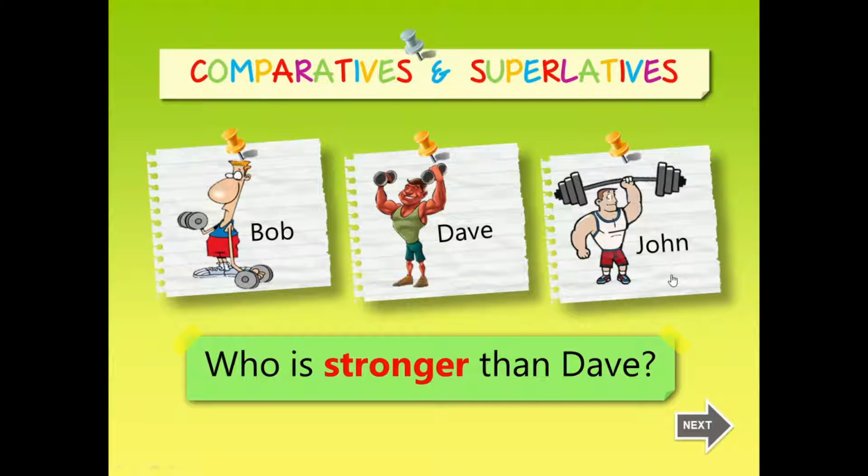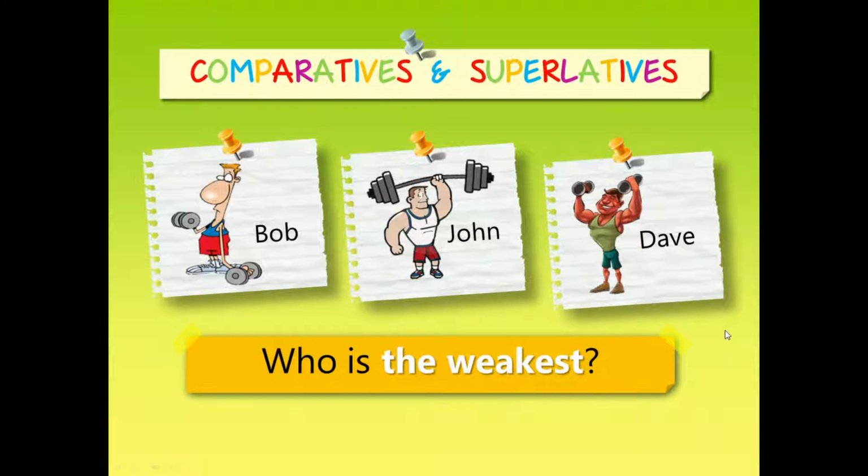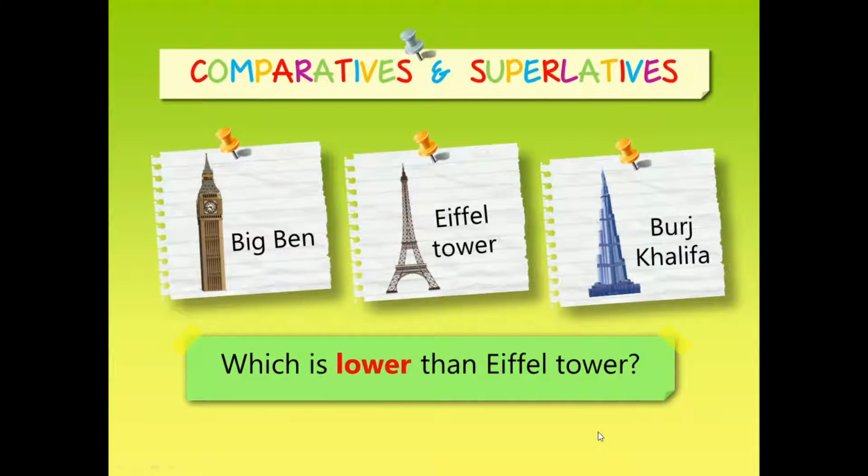John is stronger than Dave. Who is the weakest? Bob, John, or Dave? If you said Bob, that is correct. Bob is the weakest. Okay. Which is lower than the Eiffel Tower? Big Ben or Burj Khalifa?